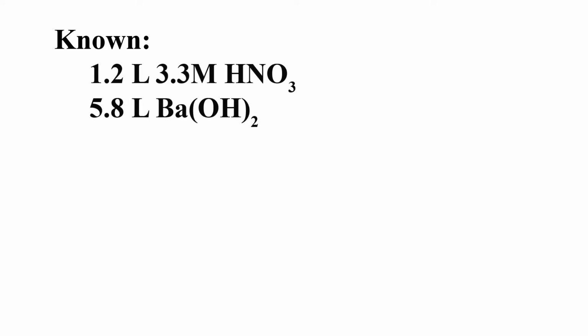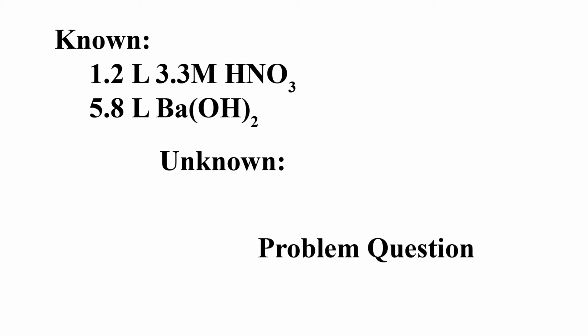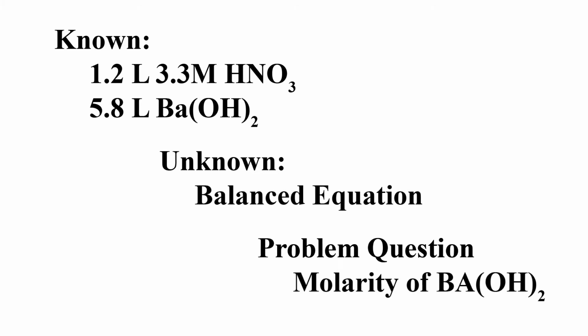So as I mentioned before, let's start with those things that we know from the problem. We have 1.2 liters of a 3.3 molarity nitric acid solution, and we have 5.8 liters of barium hydroxide. What do we need to find out to solve a problem such as this? We know that when we're working with stoichiometry, we must have a balanced equation. So let's start with that part. Now, what is the final question of the problem? Well, we must find the concentration of barium hydroxide in the solution. So let's start with the balanced equation.